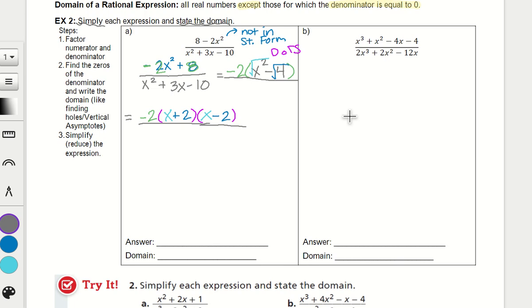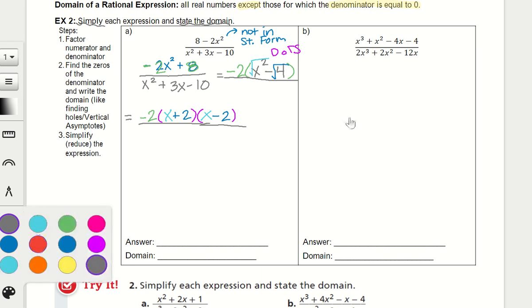Okay, so I can factor negative 2x squared plus 8. I've just looked at the numerator so far. I factored out a GCF of negative 2. That left me with x squared minus 4. I noticed that that was a difference of 2 squares. So it's the product of conjugates, x plus 2 times x minus 2. So I've fully factored my numerator. Now I want to factor my denominator.